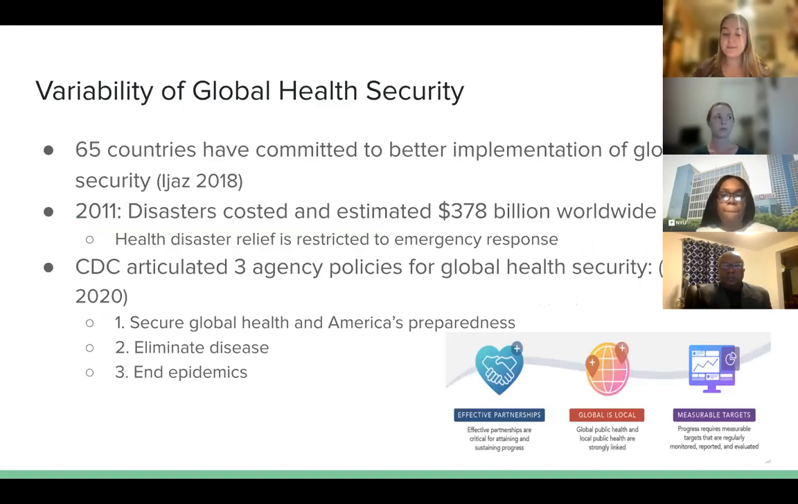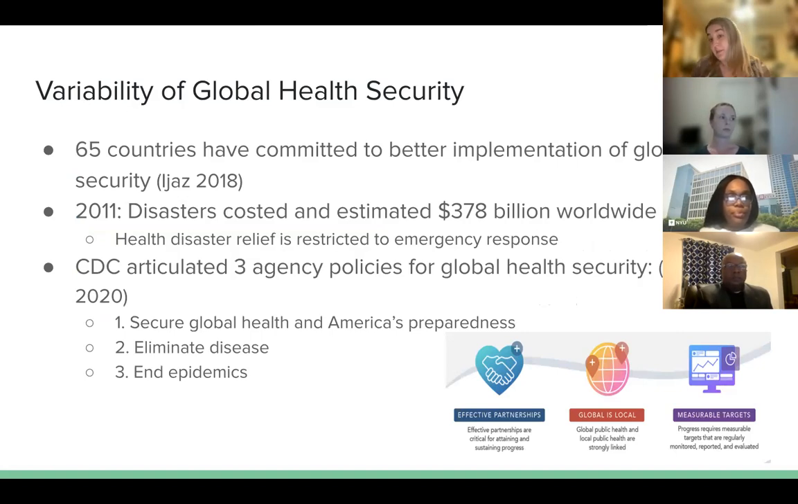Hi, like I said earlier, my name is Kiesler, and I'm going to be going over the variability of global health security in relation to disaster risk reduction and how it affects international morbidity and mortality. So as of right now, where we're standing, 65 countries have committed to better implementation of global health security, but that's only 65 countries. Disasters worldwide have a huge and vast number of complications in all countries.